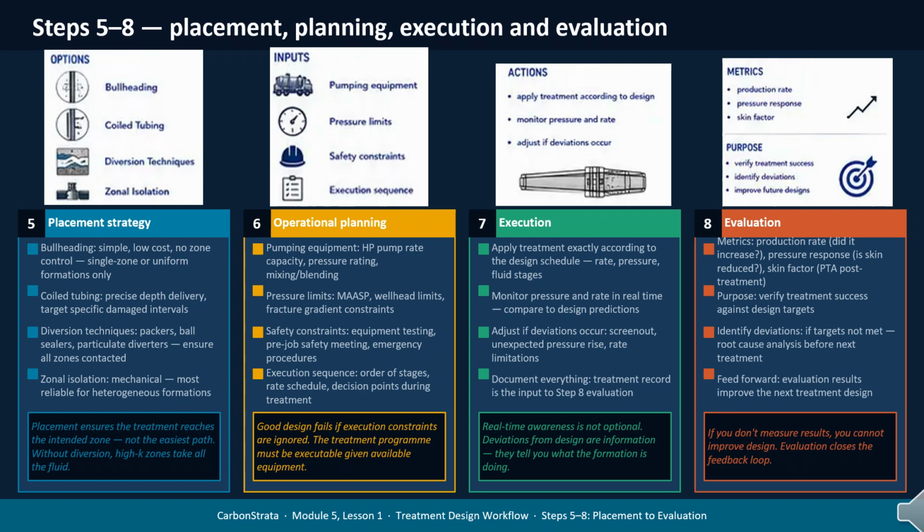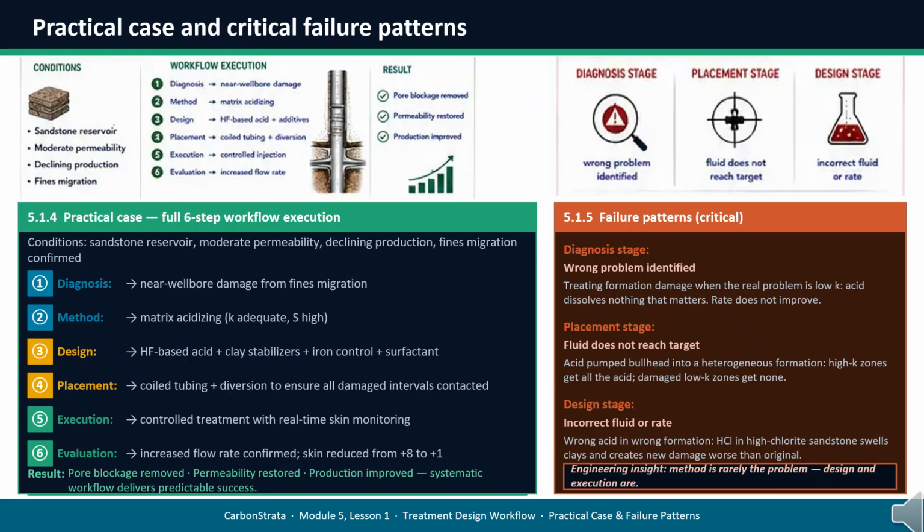Now the last part. Evaluation, production, pressure, skin. These confirm whether the design worked. Without this step, you cannot identify success or failure, and you cannot improve. Now step back. Design defines the treatment. Placement delivers it. Execution applies it. Evaluation validates it. Remove any one of these, the system breaks. So read this slide correctly. A correct design that does not reach the zone is equal to no treatment. This is execution of the full system.